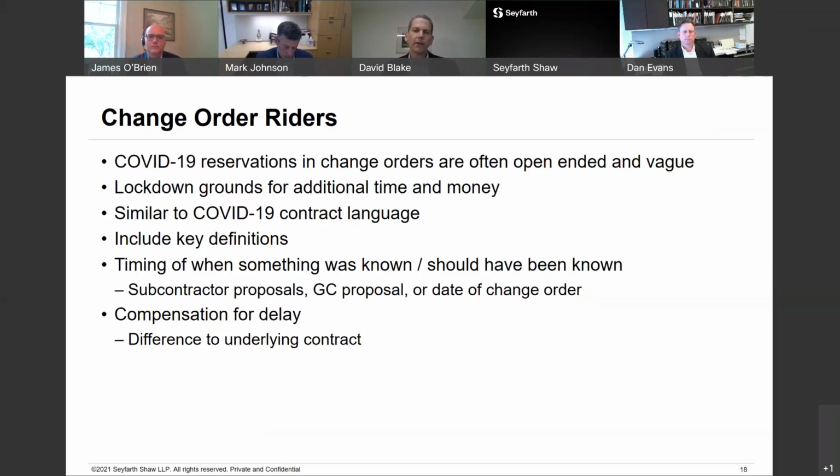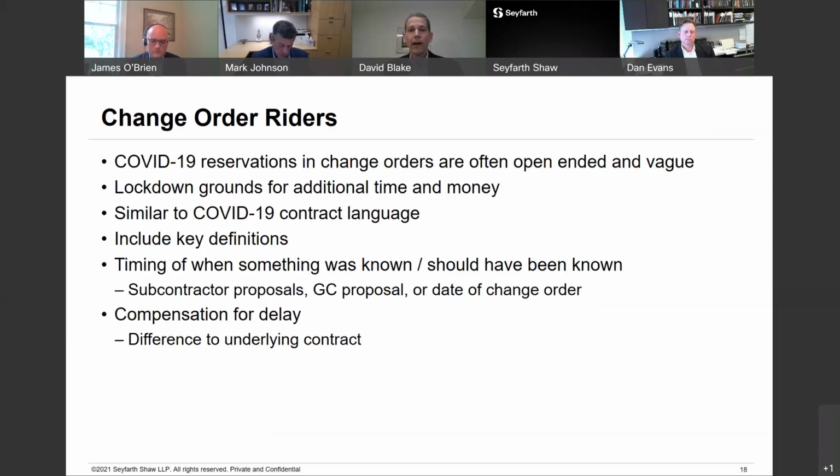And then last point on the rider is going to be delay costs. You certainly can take the same position as I mentioned in the underlying contract clause, which is that a delay to change order work because of COVID-19 is a force majeure type event, which would not entitle the contractor to additional delay costs, but it would be entitled to time.